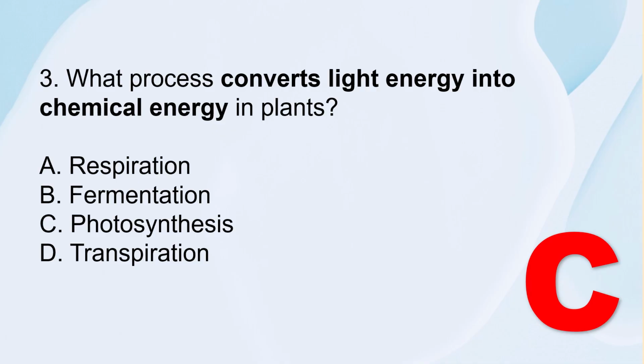Photosynthesis occurs in the chloroplast using sunlight. So, photosynthesis is the process that converts light energy into chemical energy in plants. Let's discuss the other choices. Why are they incorrect? Respiration converts chemical energy into usable energy. Fermentation is the anaerobic breakdown of glucose. And transpiration is the loss of water vapor from plants. So letter C is the best answer.